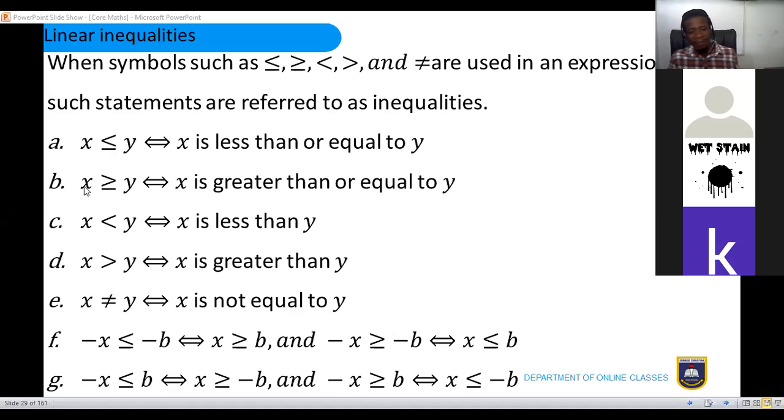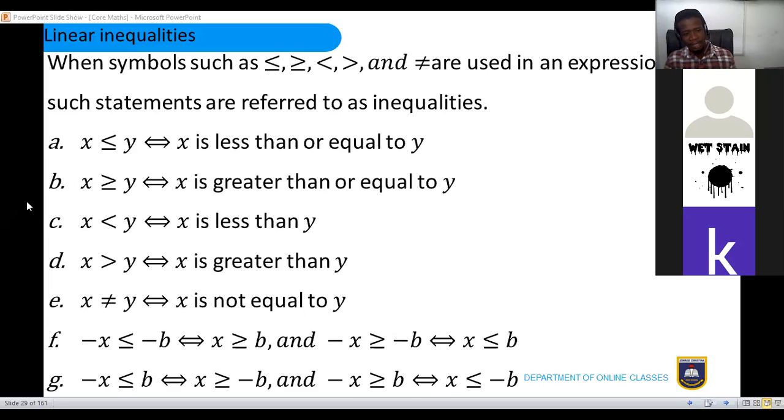The B, when you have x greater than or equal to y, implies x is greater than or equal to y. That means that x is a number which is greater than the number y or equal to. So they are relative numbers. And from x, when we pick it from where it is equal to y and above, the rest of the numbers should be greater than y, which will also represent a number.